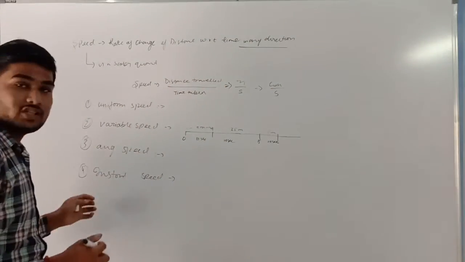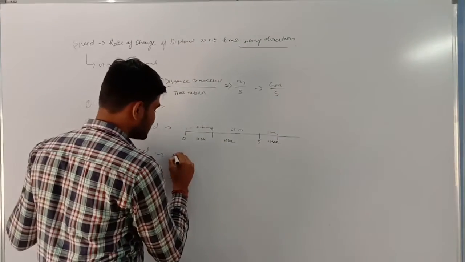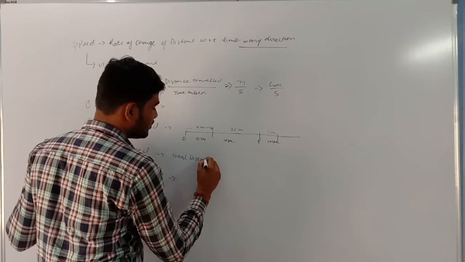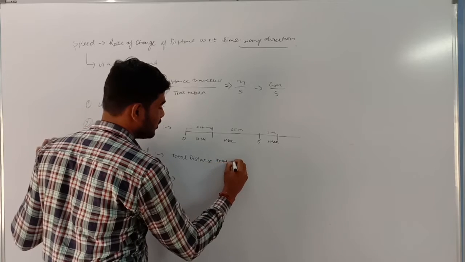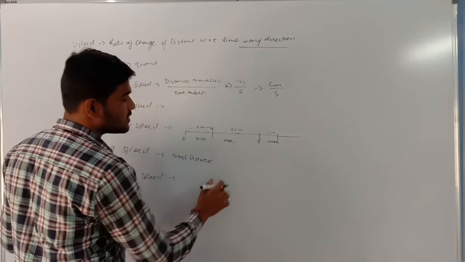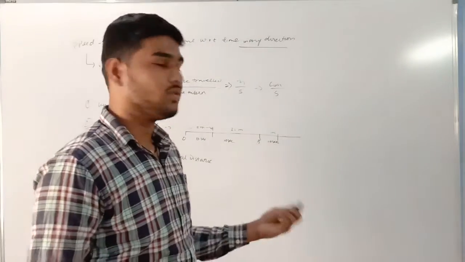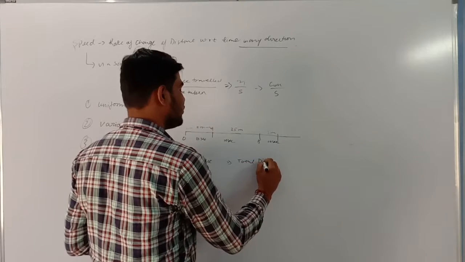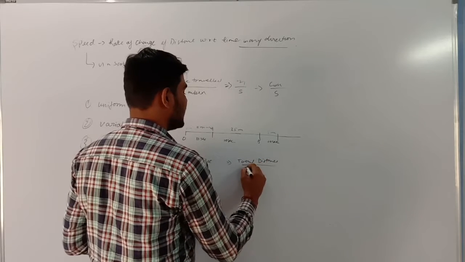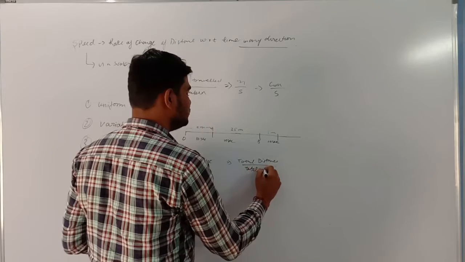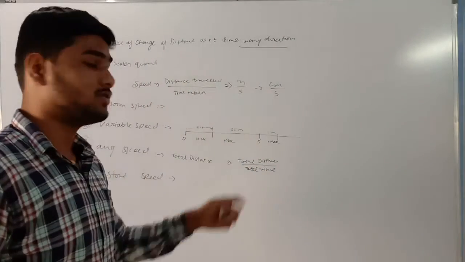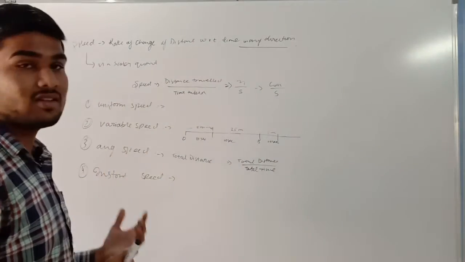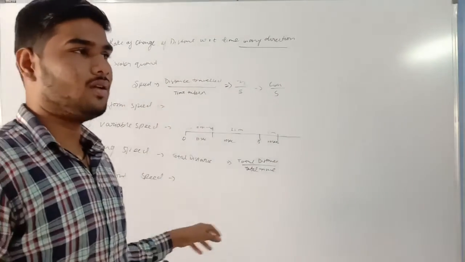So what is average speed? Average speed is total distance traveled upon total time taken. This is the average speed formula. The units will be the same as for speed. So what is instantaneous speed? We will discuss it now.